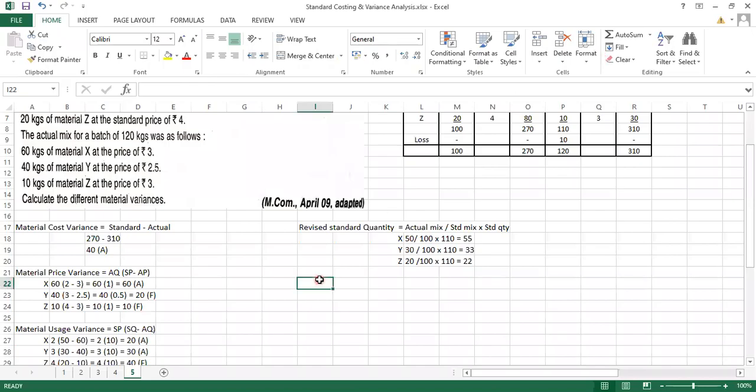So we have to find it out. What we have to find out is the material mix variance. It will be equal to what? Revised quantity minus actual quantity into standard price. Now we have to find it out for all the products X, Y, and Z.